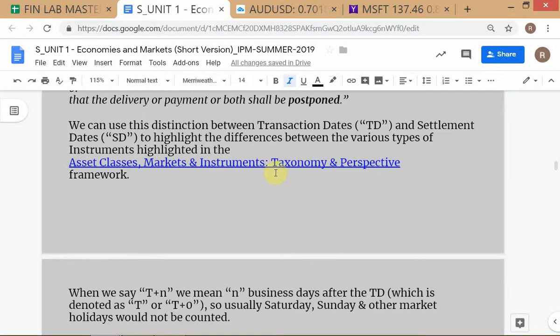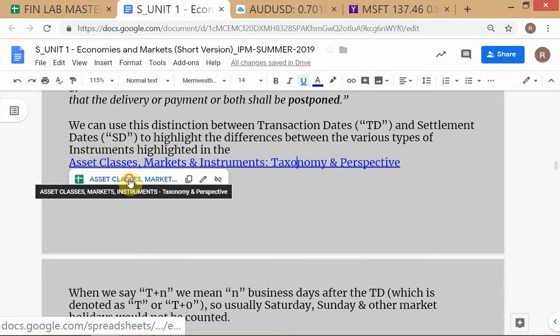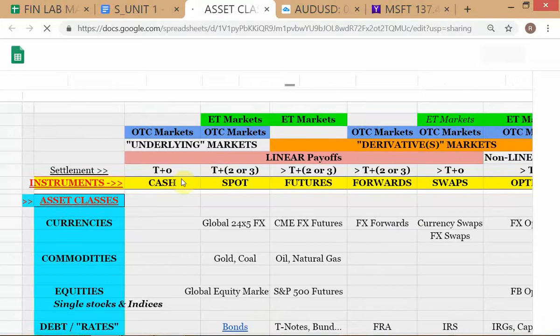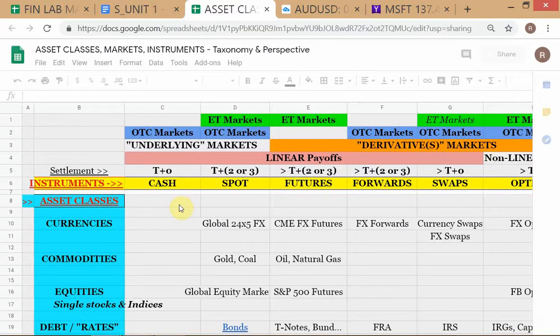Now we are ready to jump to this framework. Okay, here this is already there in your notes. So has everyone followed so far? Okay, so therefore we'll now jump to this framework, which we'll keep referring to.